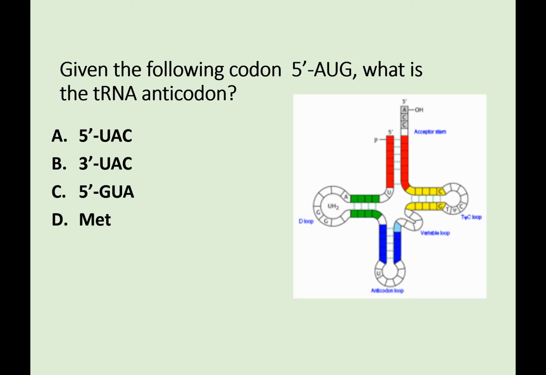So, let's see if you can do this. Given the following codon, so codon stands for mRNA, what is the tRNA anticodon? So the way you solve this is you say, okay, the mRNA is AUG, the tRNA has to be antiparallel, and base pairing, right? So it's going to be UAC, right? Base pair, 3', UAC, antiparallel.